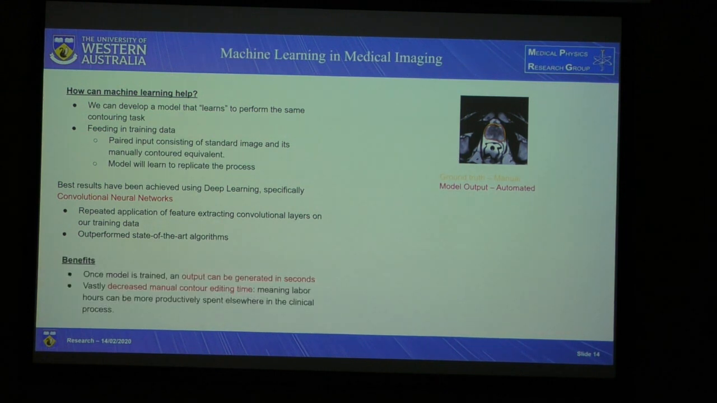The benefits of this is that once the model is trained, the training process itself often takes very long, can even take weeks. But once you have the model, you can generate an output in seconds. So we can feed in an image that hasn't been segmented and we can achieve a segmented image in literally seconds. So this just means we have vastly decreased manual contour editing time, meaning that labour hours in the clinical workflow can be more productively spent elsewhere, which is good.